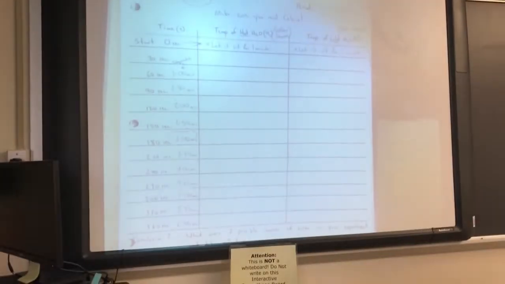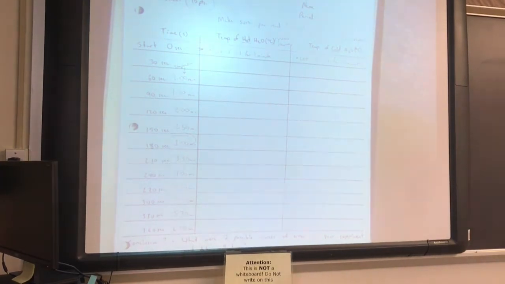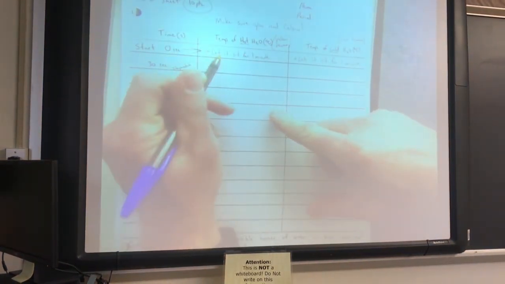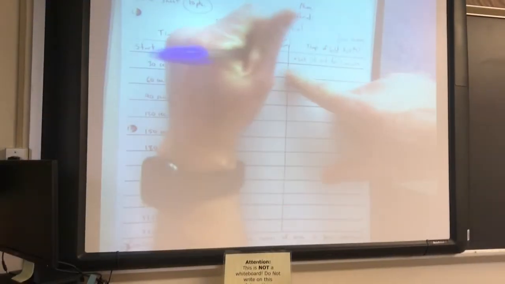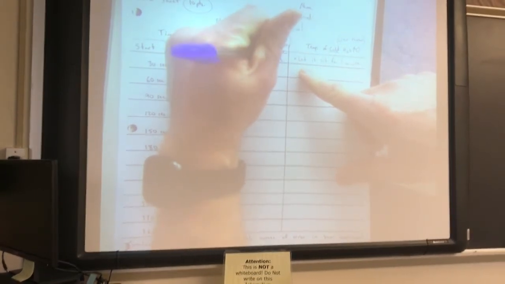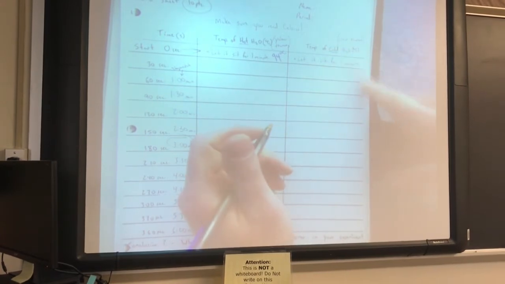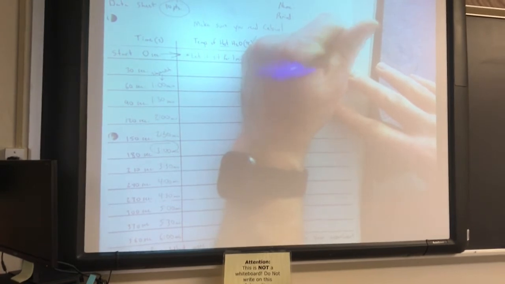So we'll go back over here to the data sheet. And we're going to write down at 0 seconds. You're going to let it sit for a minute. We already did that. The yellow thermometer would have been the hot. That was going to be 94 degrees Celsius. And for the cold, it was a clear thermometer. We said that was going to be 11 degrees Celsius.